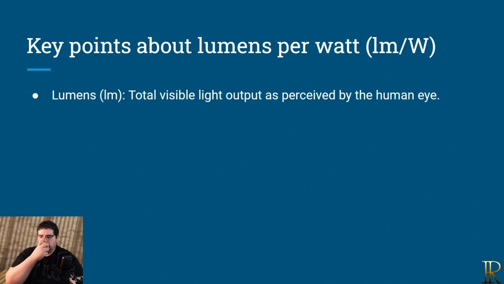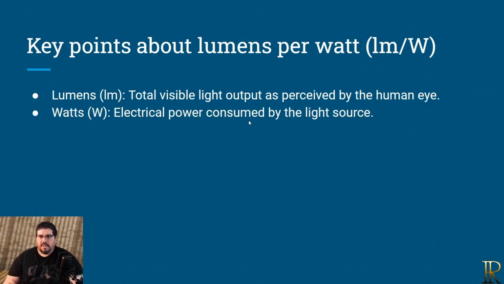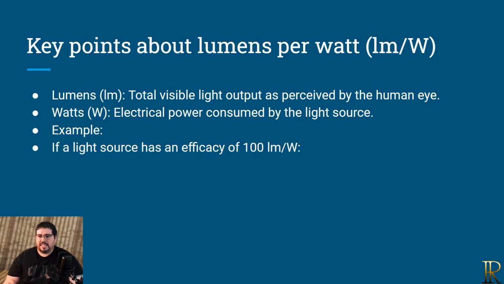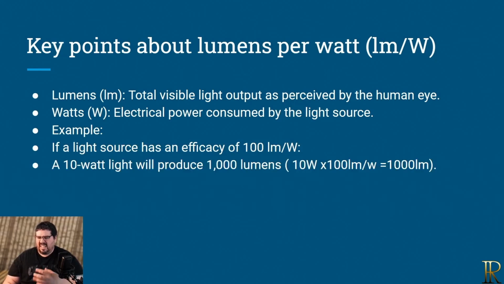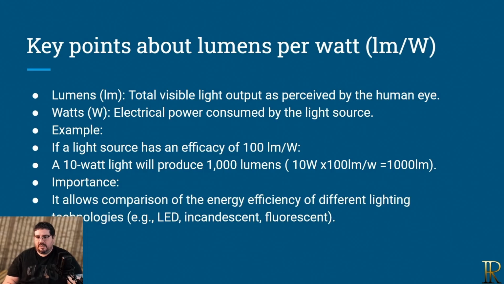So let's go a tiny bit into what lumens actually is. It is the total visible light output as perceived by the human eye. So actually what we can see as light itself. Watt is how much power it is actually consuming. So if we give an example, right? If a light source has an efficacy of 100 lumens per watt, this will mean that a 10-watt light will produce 1,000 lumens, okay? Which is multiplying. So this allows comparison of the energy efficiency of different lighting technologies.